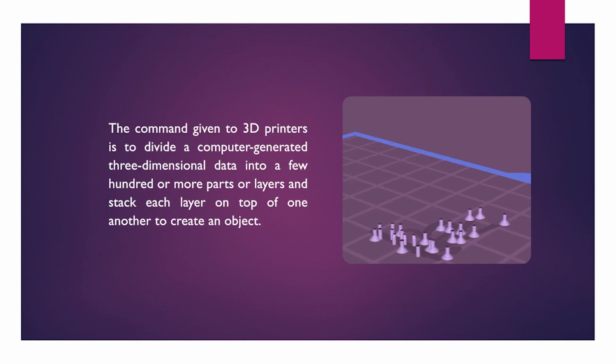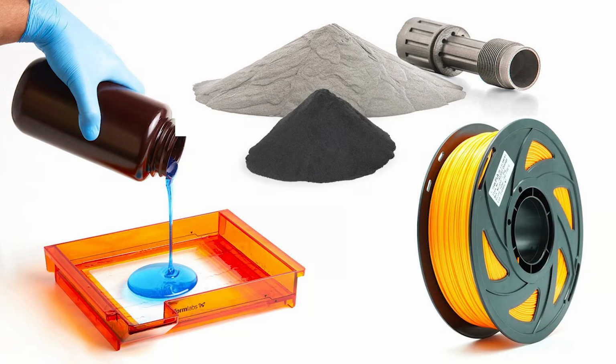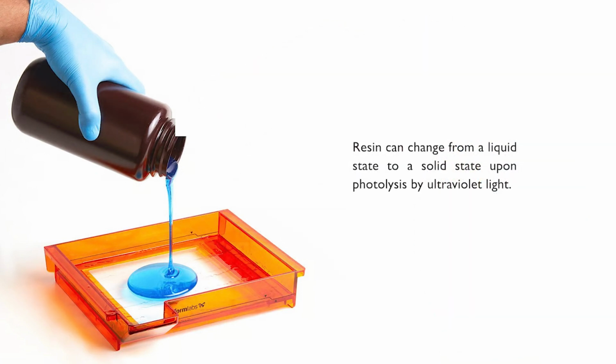The command given to 3D printers is to divide computer-generated three-dimensional data into a few hundred or more parts or layers and stack each layer on top of one another to create an object. There are many types of materials used in 3D printing, for example filament, resin, and powder. Resin can change from a liquid state to a solid state upon photolysis by ultraviolet light. Just remember for now that resin-type 3D printing is best for our jewelry designs.